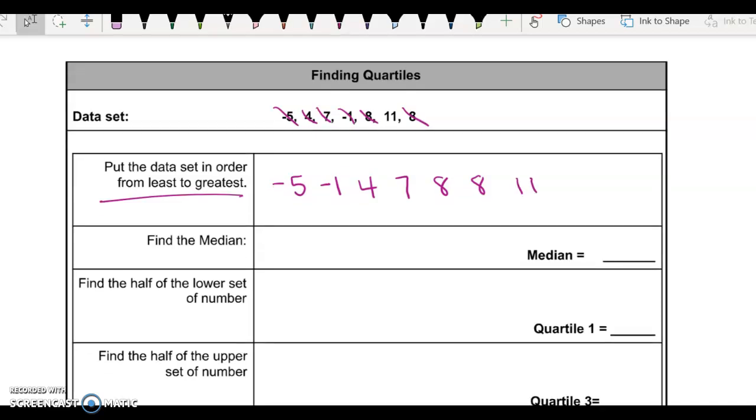Next, we need to find the median. So to do this, we're going to cross out one from each side until we find our middle number. So our middle number is 7.